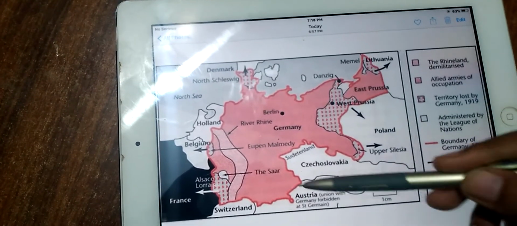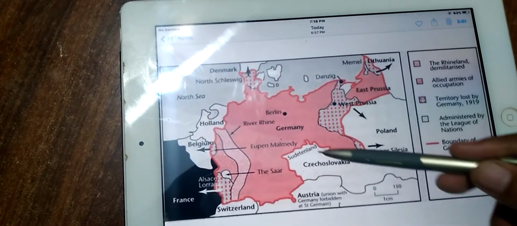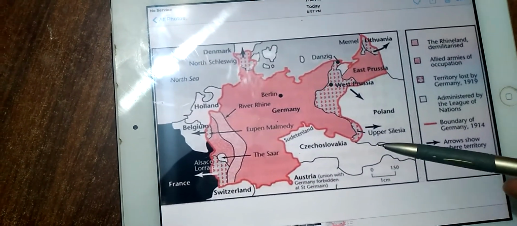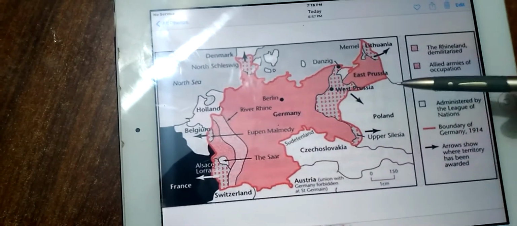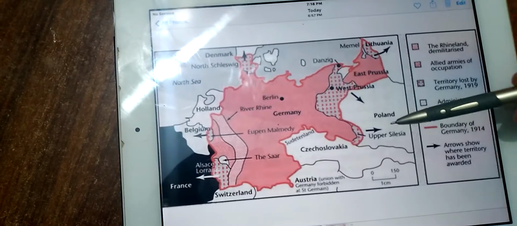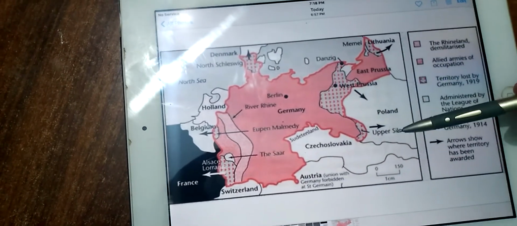So Germany held a very small amount of land compared to before, and Austria was not allowed to have any connection with Germany. Poland was carved out: it was a part of Germany, but then it was divided, so Germany was split in two, Germany and Poland.